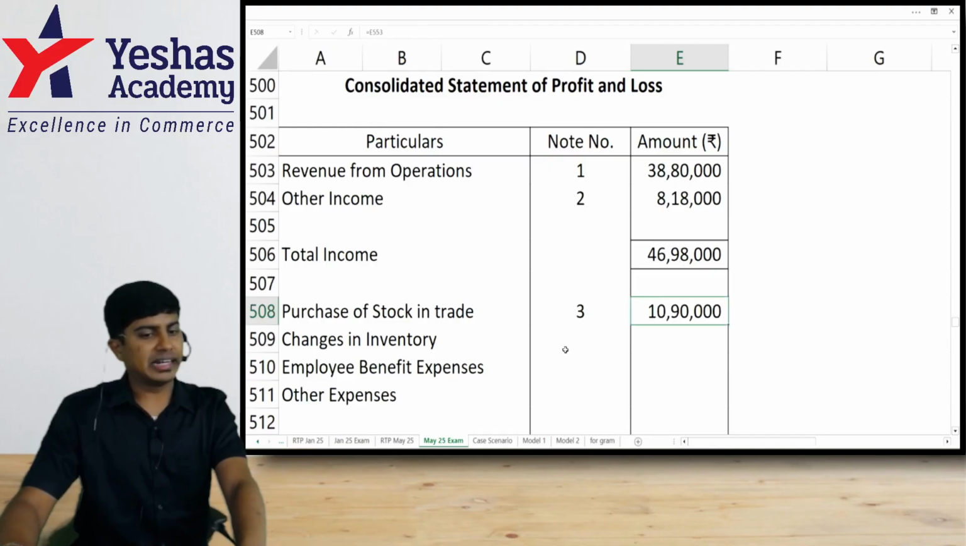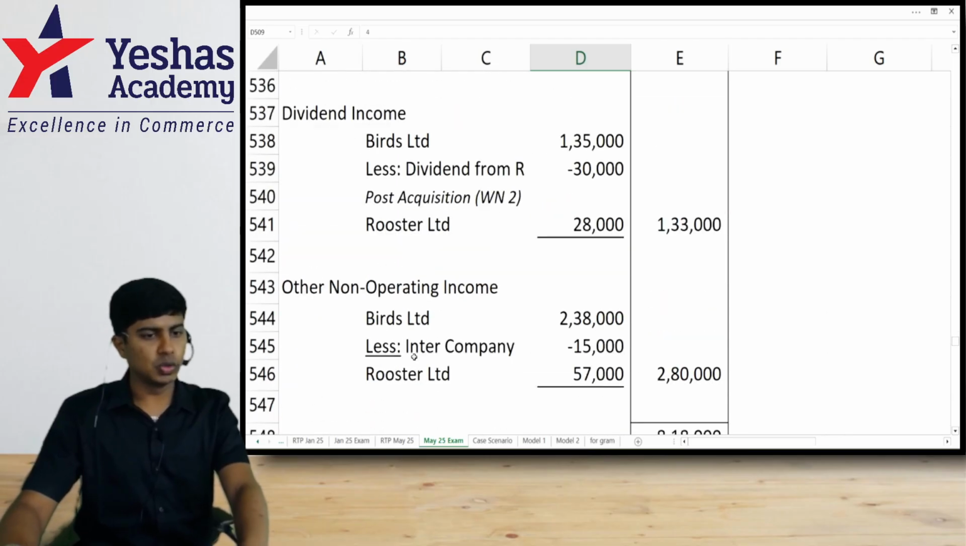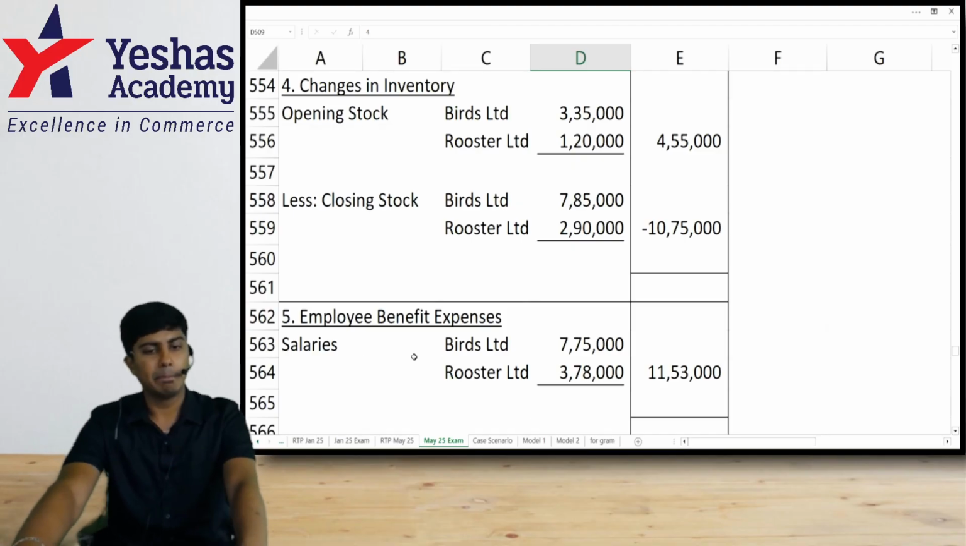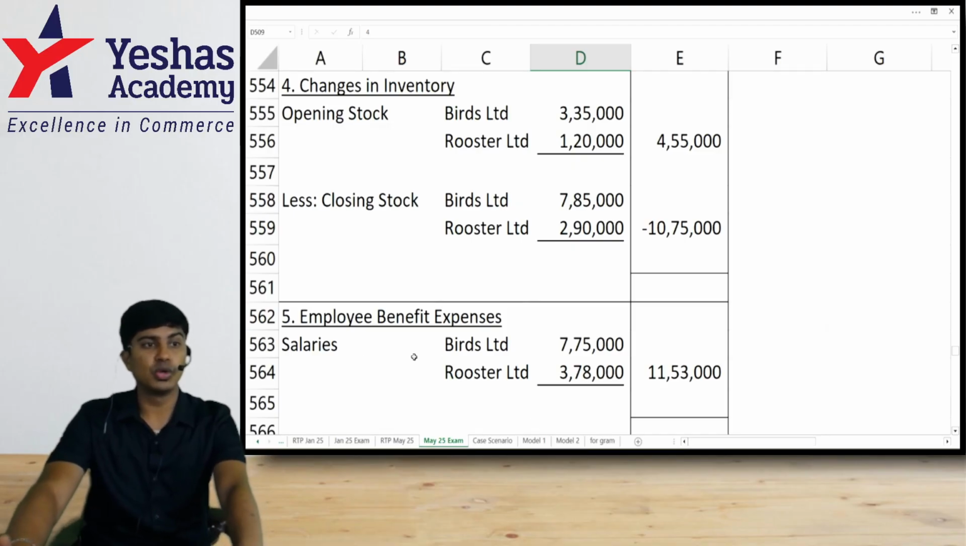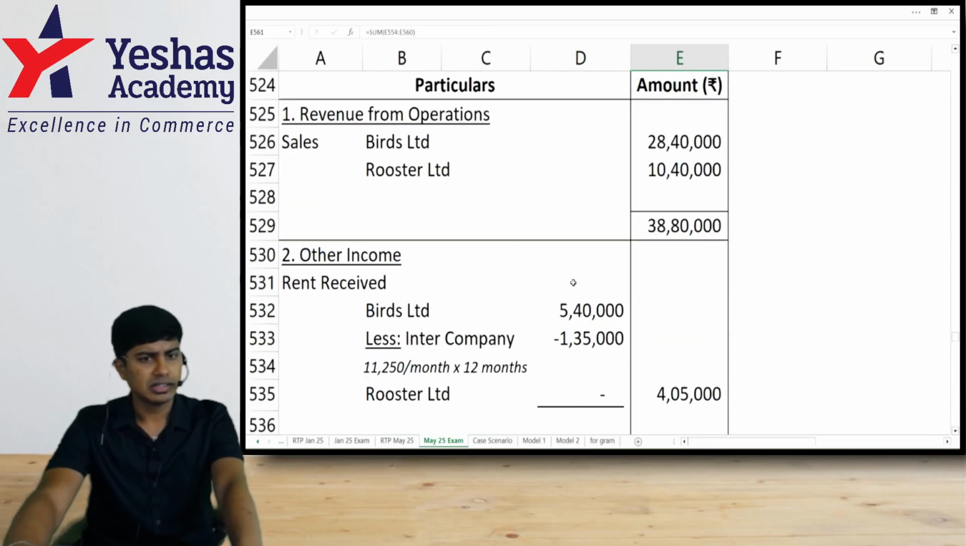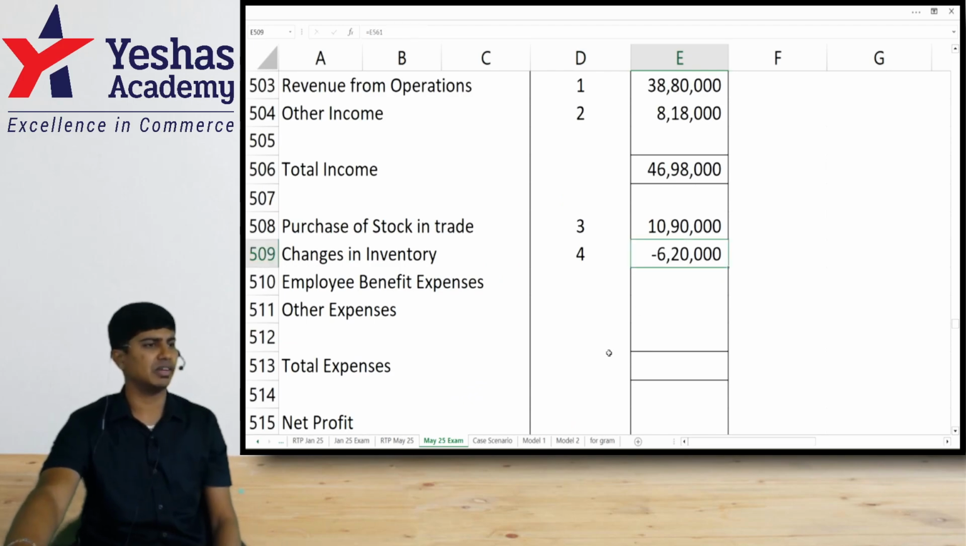Note number 3, 10 lakh 90. Come to changes in inventory, which is note number 4. 455 minus 10 lakh 75. This would appear as a negative amount. Write it in your consolidated PL also as a negative amount. How much? 6 lakh 20 minus. Write it in consolidated PL, changes in inventory as minus 6 lakh 20.